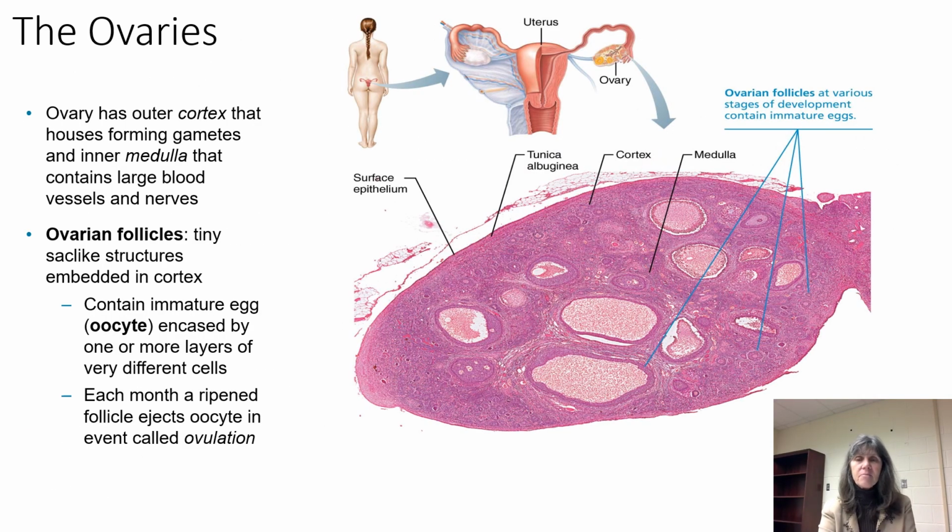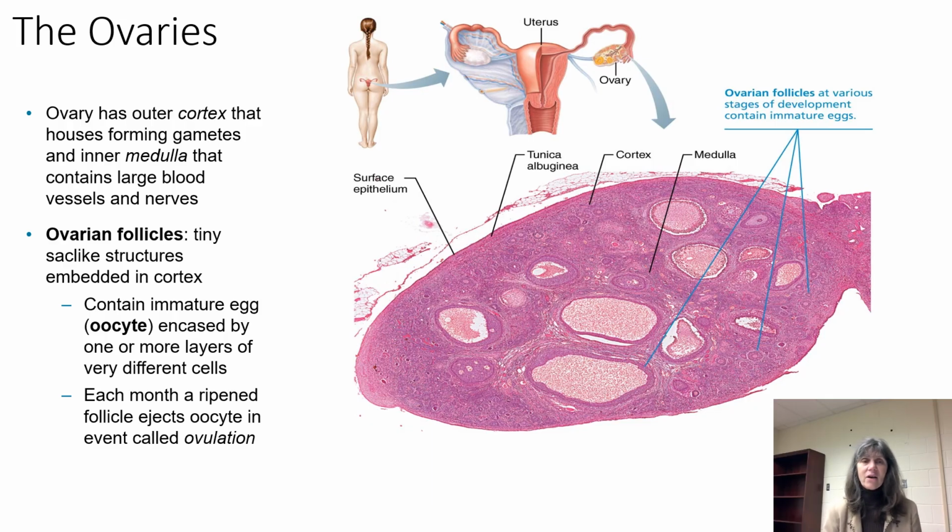So here is a microscopic picture of an ovary. You can see the surface epithelium on the outside, the tunica albuginea. There's a cortex and a medullary region. Ovarian follicles are shown at different stages of development, and they will contain immature ova. Remember, a follicle is just a place where something is going to develop. We have hair follicles, we have lymphoid follicles. Again, it's just a space where something's going to develop.